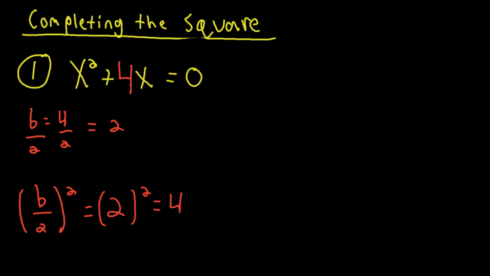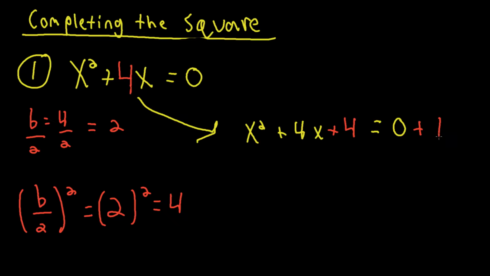Okay, why did we do all that? Well, because now I'm going to take my original equation and add my new value to both sides. So I have x squared plus 4x. I'm going to give myself a little bit of space and just write equals 0. And now on both sides of the equation, I'm going to add 4. So I'm going to add plus 4 on this side and plus 4 on this side.